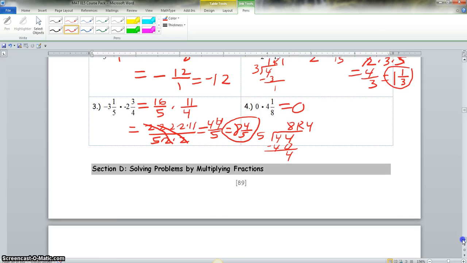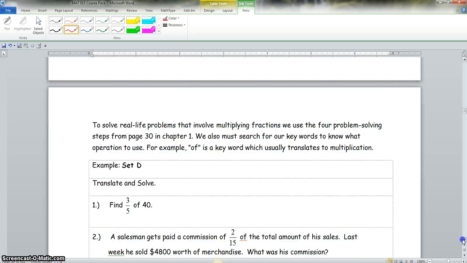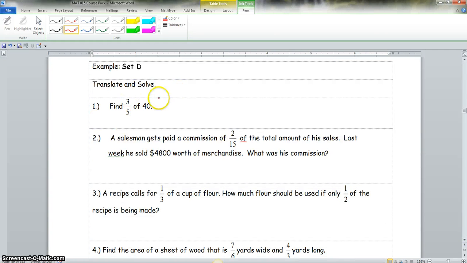Now, it says section D, solving problems by multiplying fractions. Now, what we're going to do here, we're going to do a couple real world problems. It says find 3/5 of 40. The word of typically indicates multiplication. So we'll take 3/5 times 40.